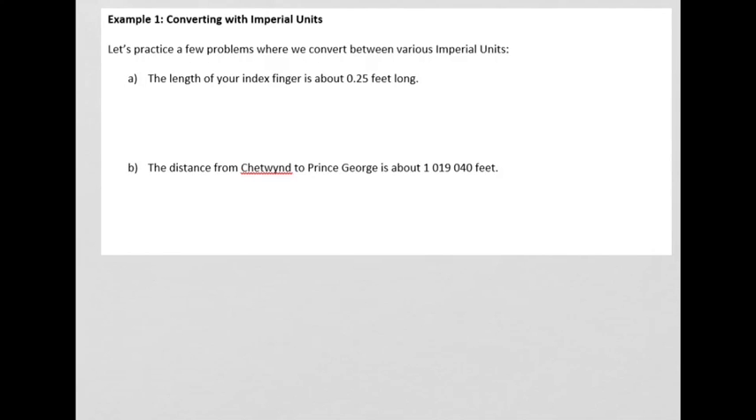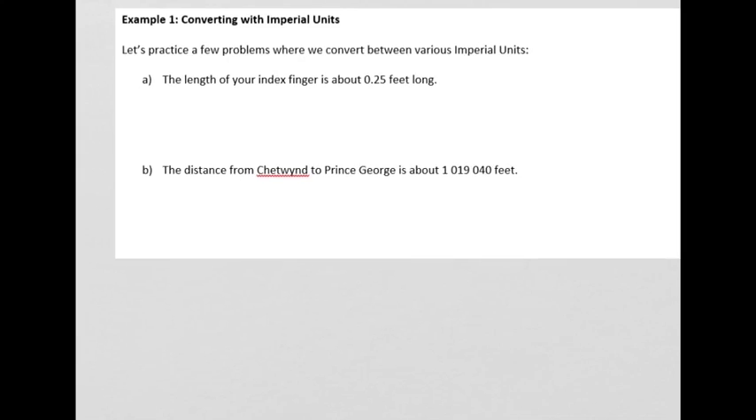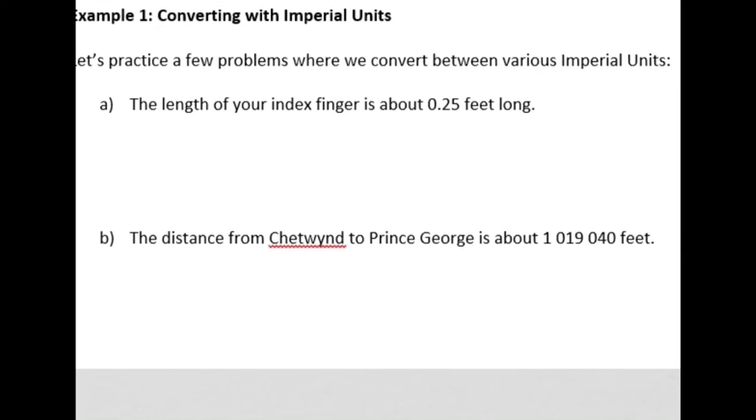So we're going to practice with converting some imperial units. This is going to use the same method that we used last day. Remember where I taught you dimensional analysis? We're going to use a similar method for this. Okay. So the length of your index finger is about 0.25 feet long.